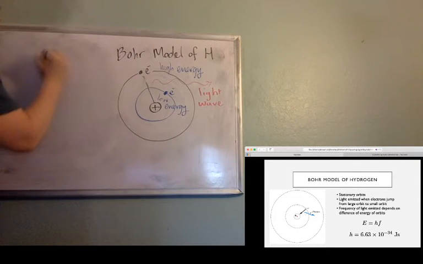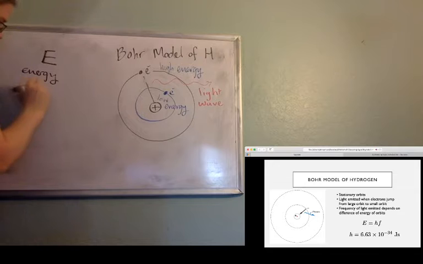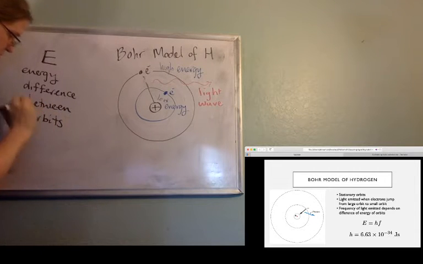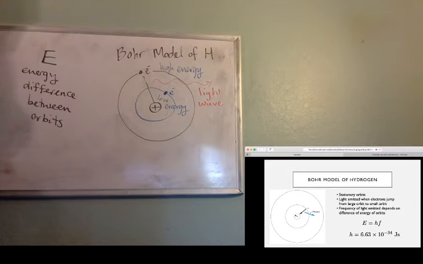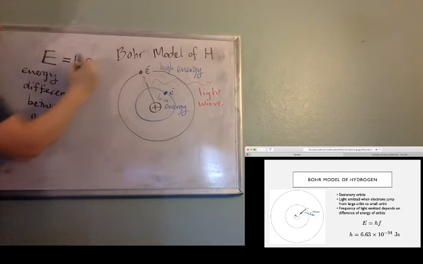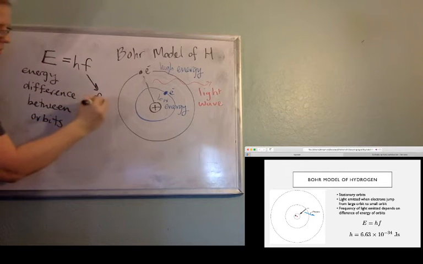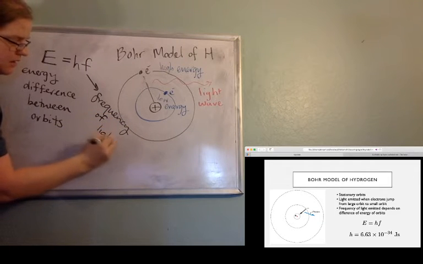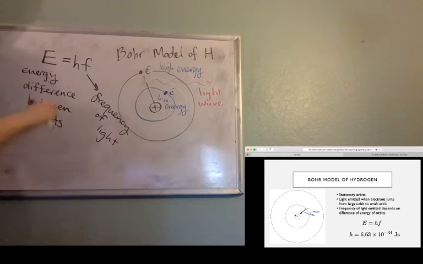This equation says energy E. So this is the energy difference between orbits. Okay, so that's what this energy E is. Energy difference between orbits is going to be related to the frequency of the light. So f here is frequency of light. They're proportional. The bigger the energy, the bigger the frequency.